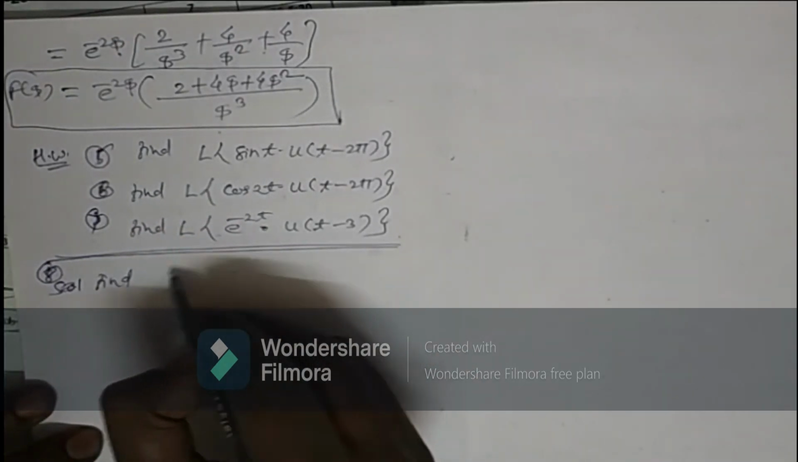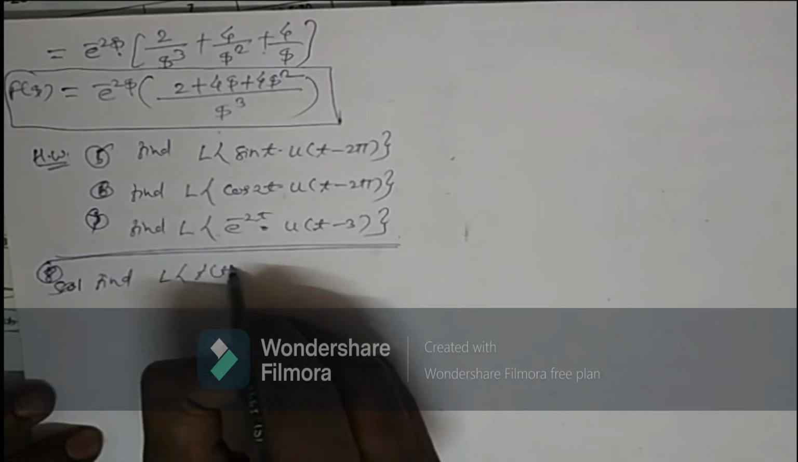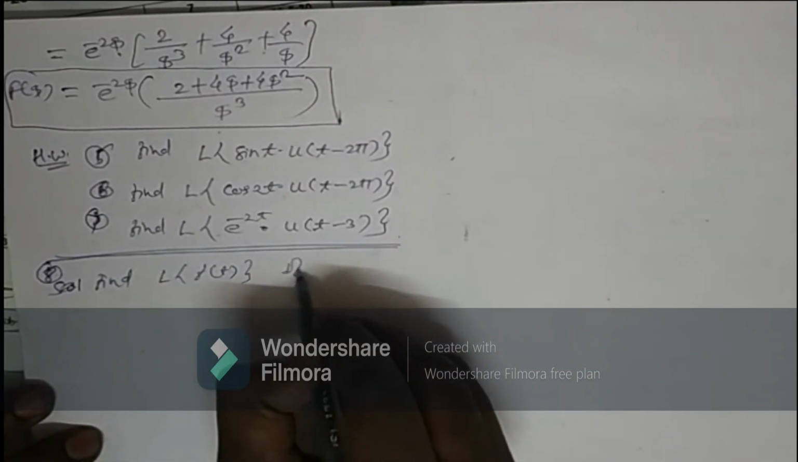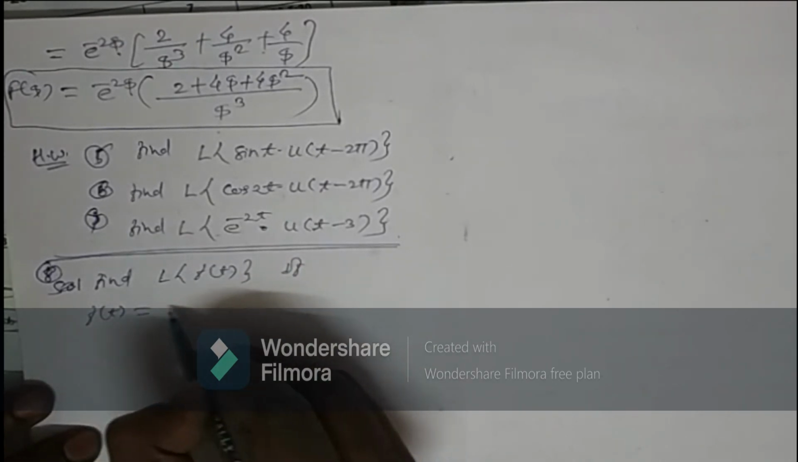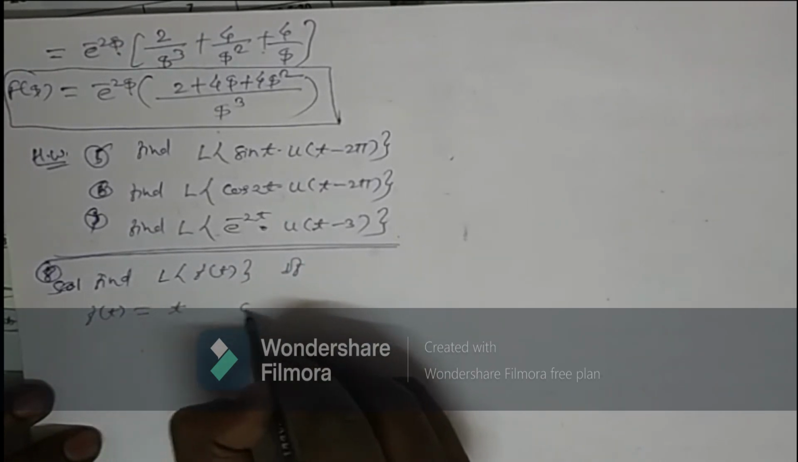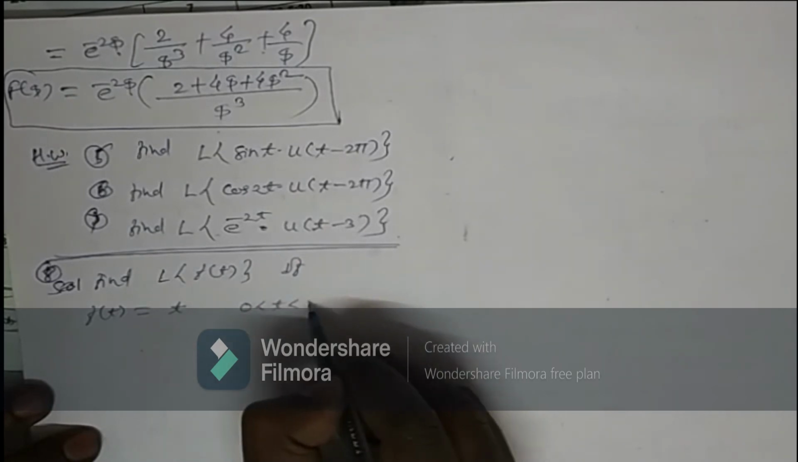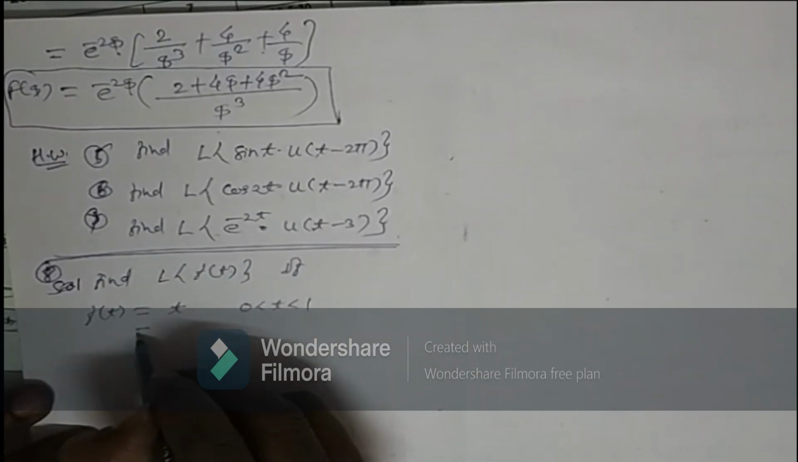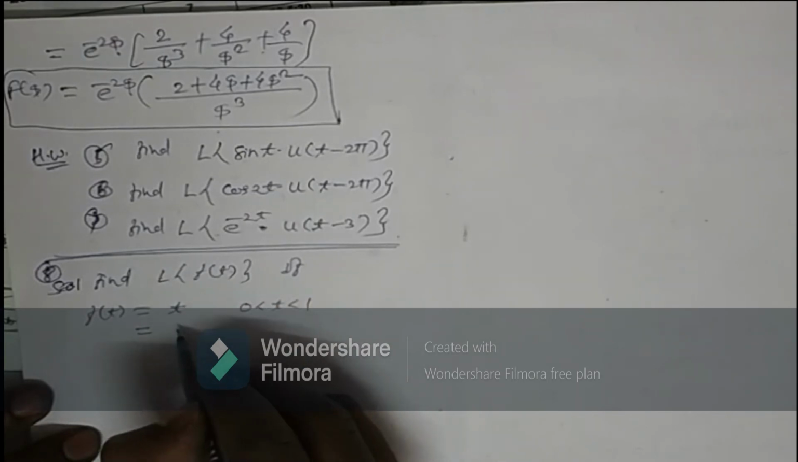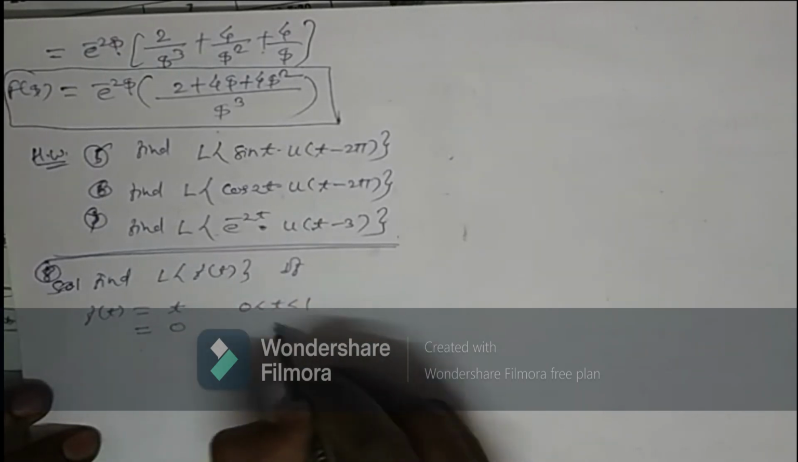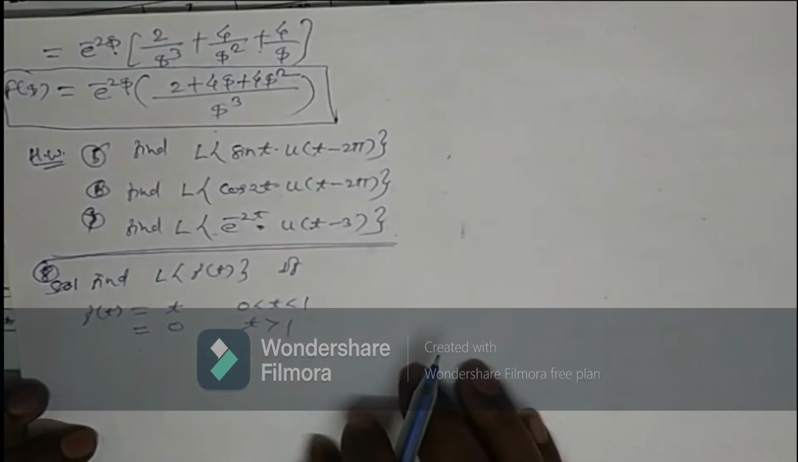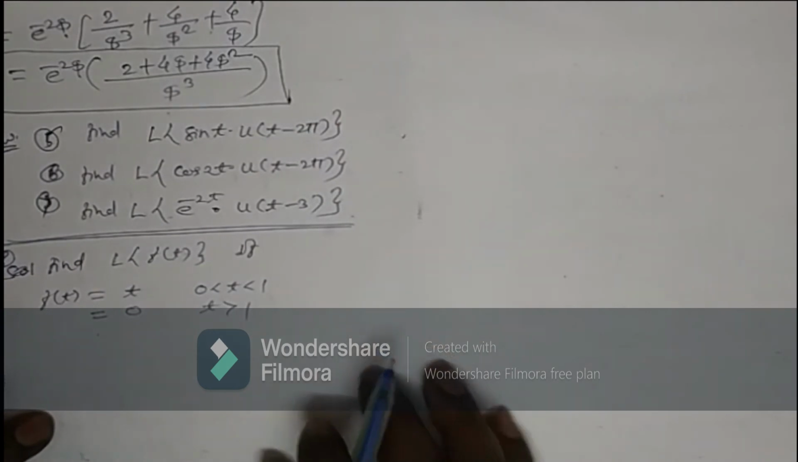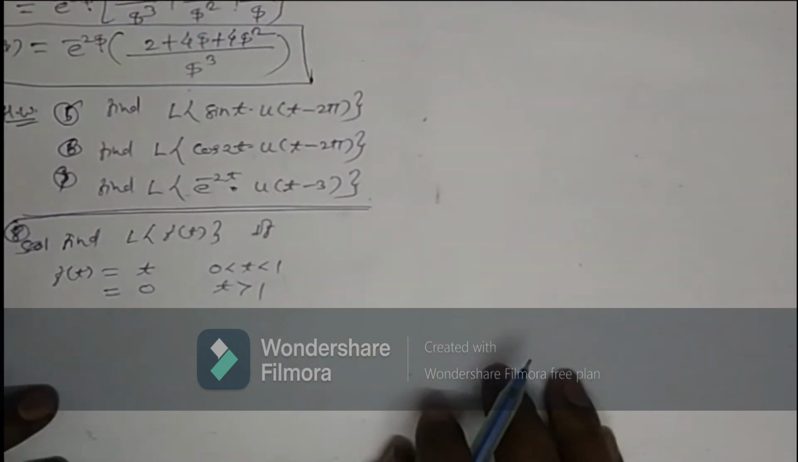Find Laplace transform of f of t if f of t is equal to t for 0 less than t less than 1, equal to 0 for t greater than 1. Okay, so now how to simplify this type of examples?